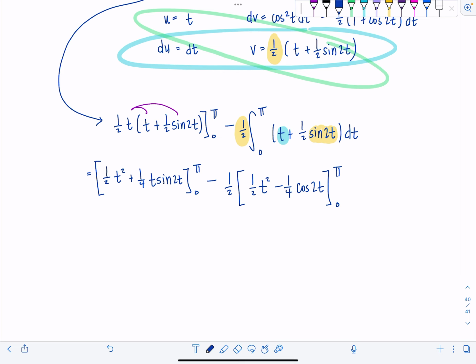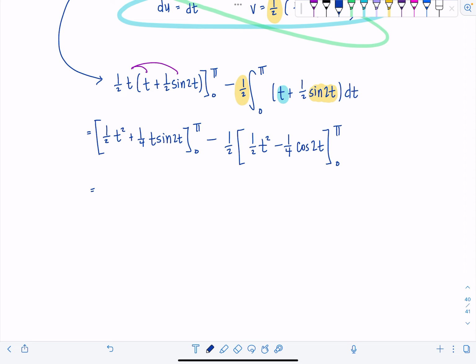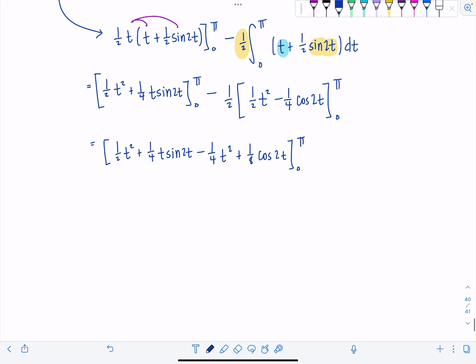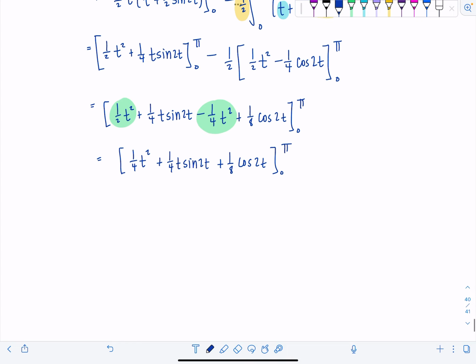So what I want to do is distribute this negative 1/2 through, and then I'll evaluate everybody from 0 to pi at once. So watch what's going to happen. 1/2 t squared plus 1/4 t sine 2t minus 1/4 t squared plus 1/8 cosine 2t, 0 to pi. And I'm noticing actually, why don't we combine some like terms? 1/2 t squared and negative 1/4 t squared. The less terms you have to evaluate at your limits of integration, the better. So that's going to be 1/4 t squared plus 1/4 t sine 2t, plus 1/8 cosine 2t, 0 to pi. Here we go. Upper limit minus lower limit.